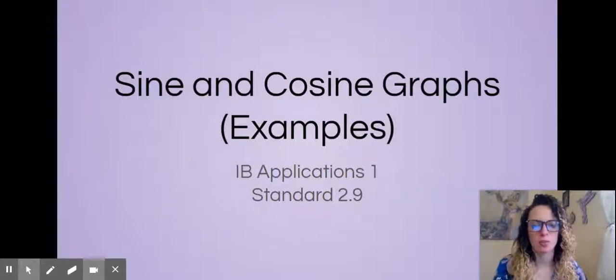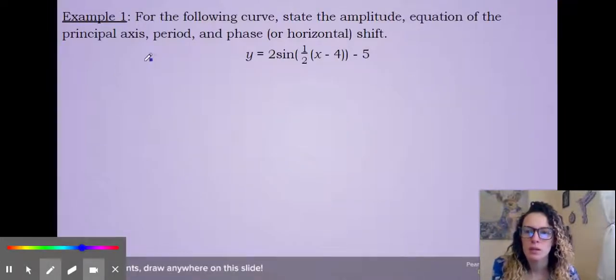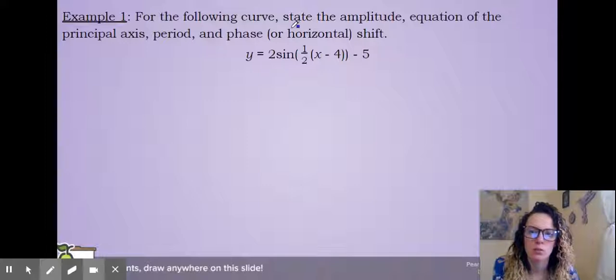What's up, everyone? Now that we know a little bit more about sine and cosine graphs, let's get into some examples with them. In example 1, we're asked to, for the following curves, state the amplitude, equation of the principal axis, the period, and the phase shift or the horizontal shift.